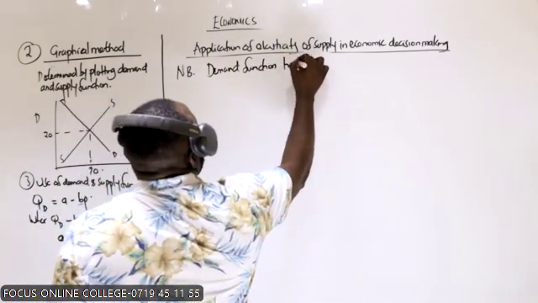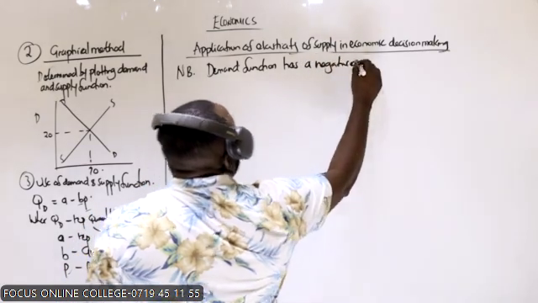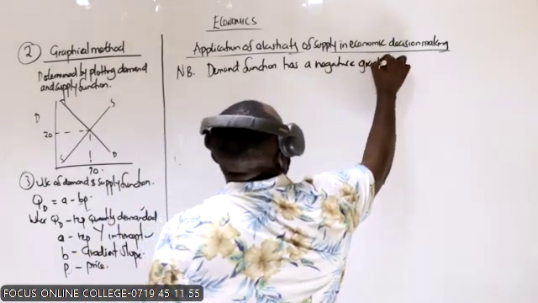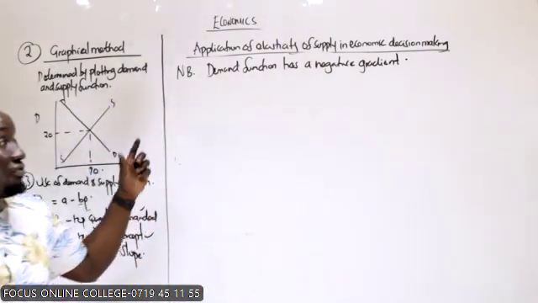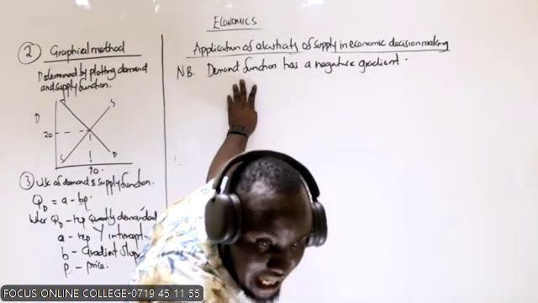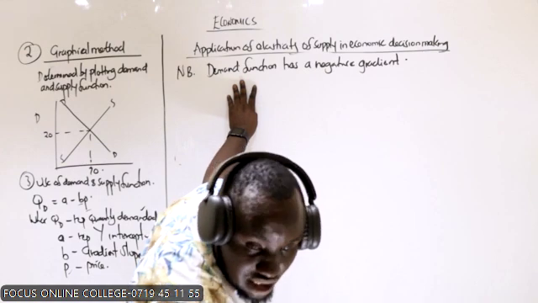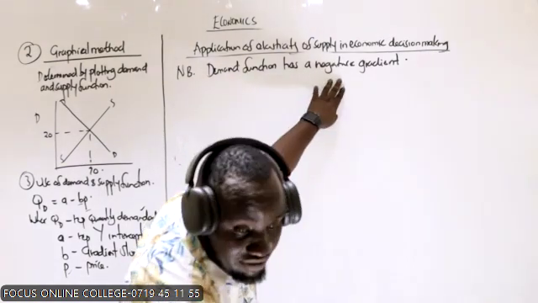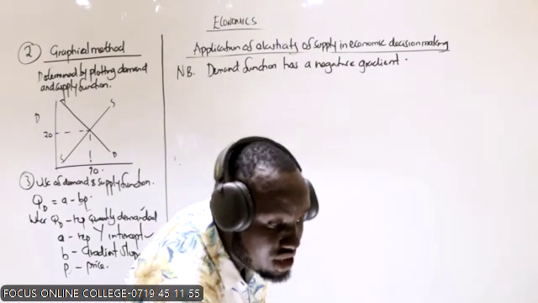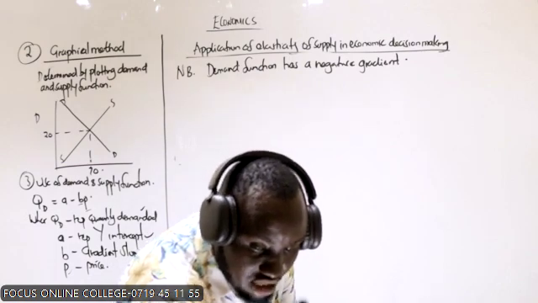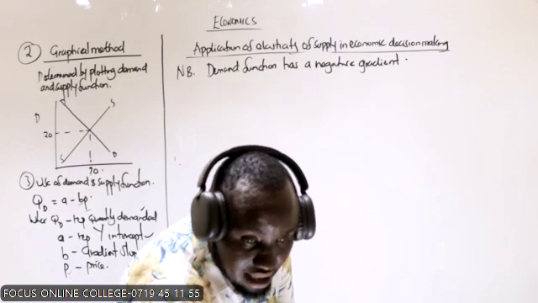has a negative gradient. So a demand function will always have a negative gradient. If I'm asked by the examiner and given two functions, I equate them to Q equals this. If the gradient is negative, that implies it is a demand function. Demand functions have a negative gradient.